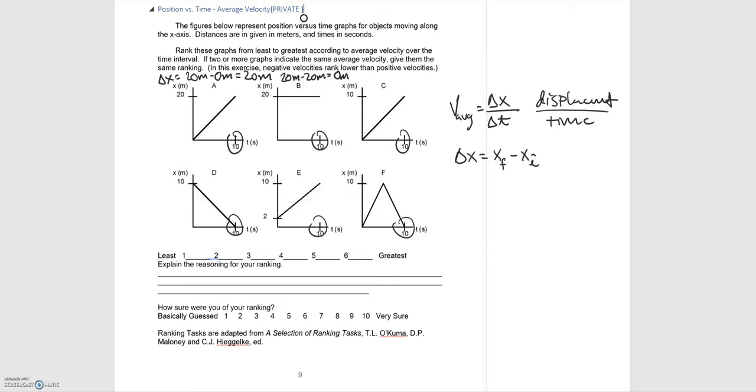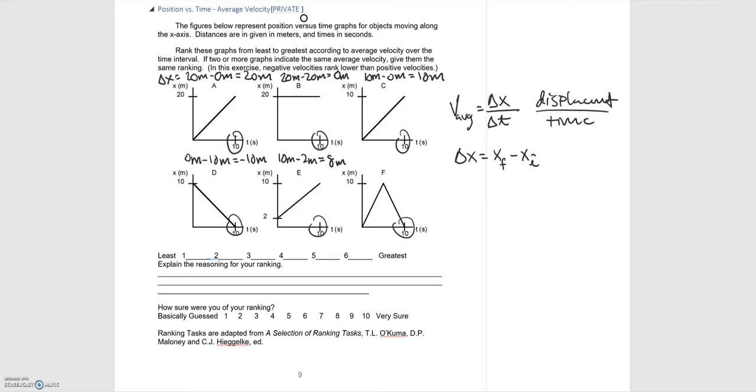For C, we start off at 0 meters and we go to 10 meters. So 10 meters minus 0 meters is equal to 10 meters. For D, we start off at 10 meters and then we finish at 0 meters. So we have 0 meters minus 10 meters equals negative 10 meters for displacement. For E, we start at 2 meters and we finish at 10 meters. So we have 10 meters minus 2 meters equals 8 meters.